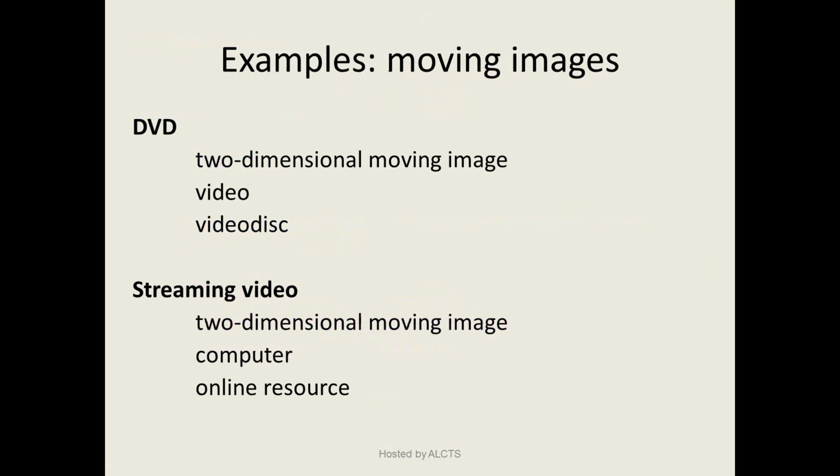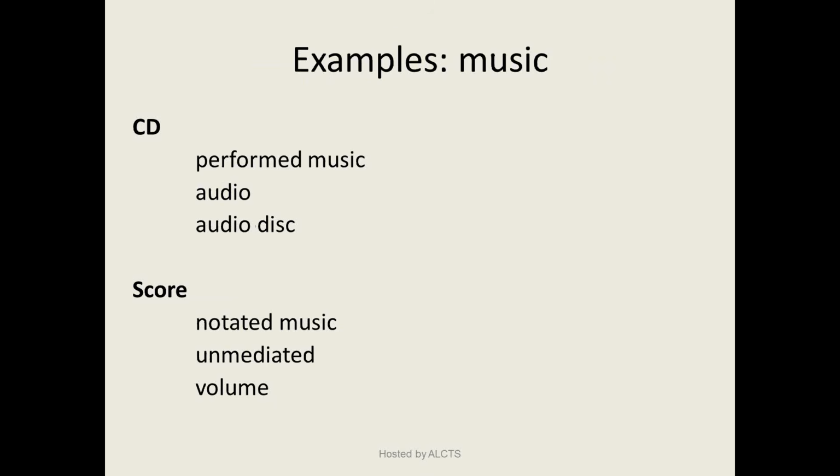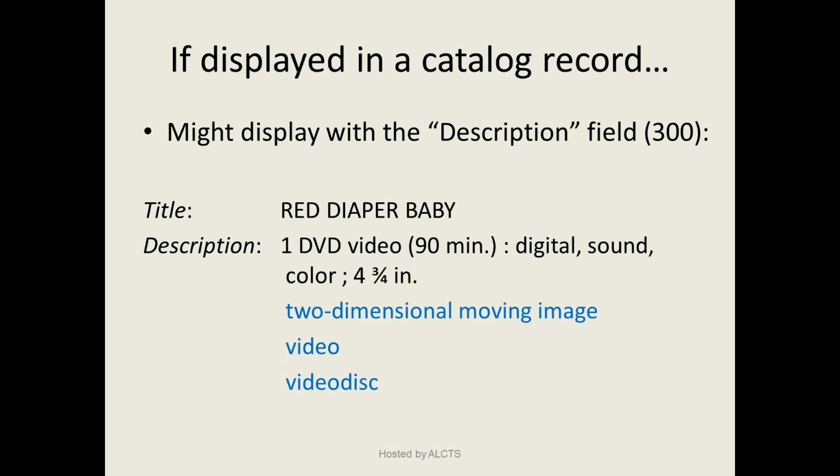Here's some examples of what would be used for a DVD and for a streaming video, where we actually can say that a streaming video is an online resource and a two-dimensional moving image. But I think you see here too why we might not necessarily want to display all of these terms as they are in our OPACs. Here's some examples for a music CD and for a score. So let's look at some catalog displays.